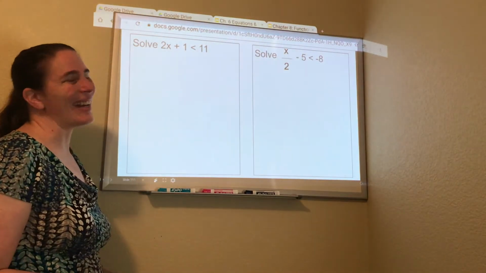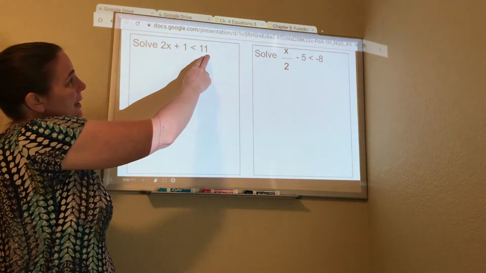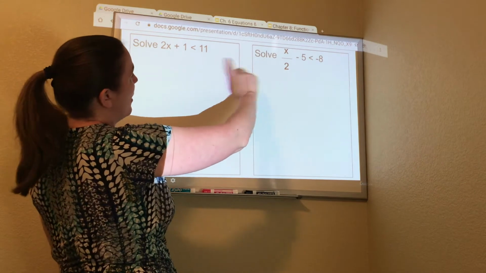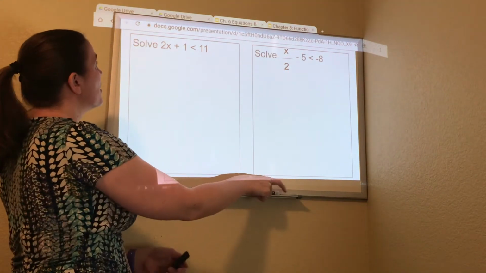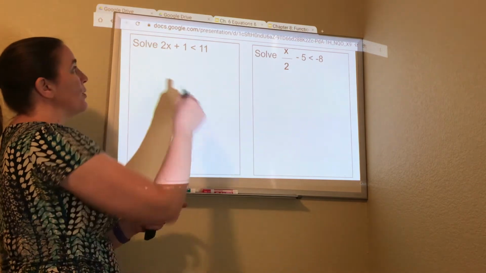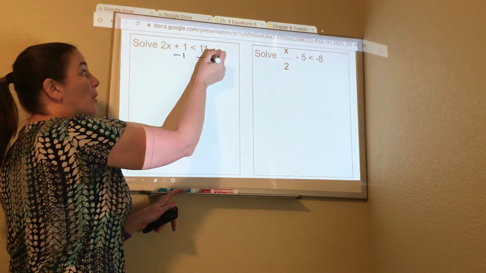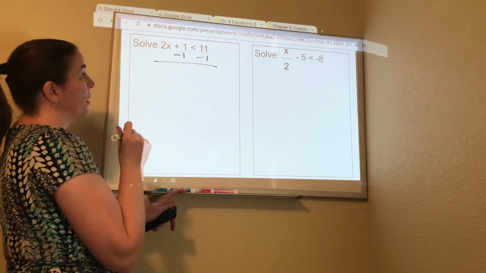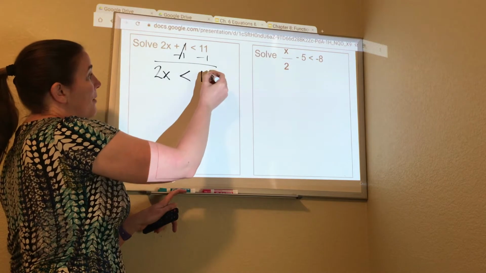All right, here's our next problem. I have 2x plus 1 is less than 11, and then we have a fraction over here, so it's a little bit different, okay? So let's go ahead and solve this. I see 2x and I see plus 1, so I'm going to subtract 1 here. We start with addition and subtraction first, okay? So then I have 2x is less than 10.